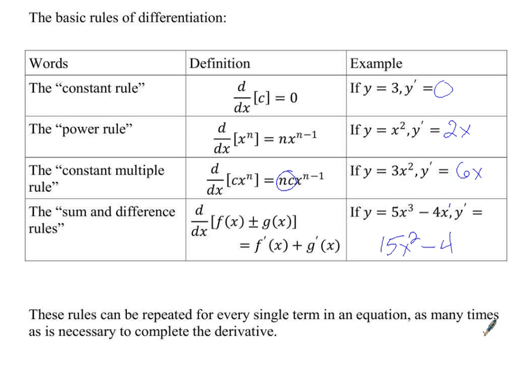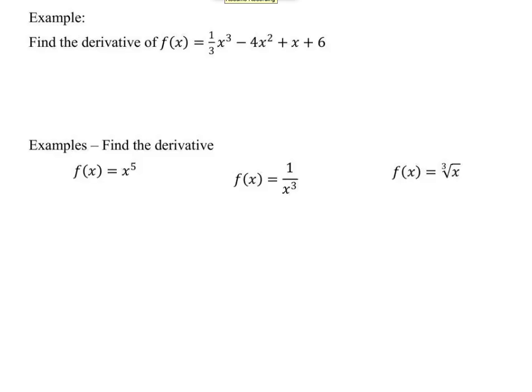These rules can be repeated for every single term in an equation as many times as is necessary to complete the derivative. Don't have to do limits anymore until it comes time to take the AP exam. So we just have some practice problems here. Find the derivative of f of x equals 1/3 x to the third minus 4x squared plus x plus 6. How many of you would like to do that using the limit process? Probably not. That would take a long time.